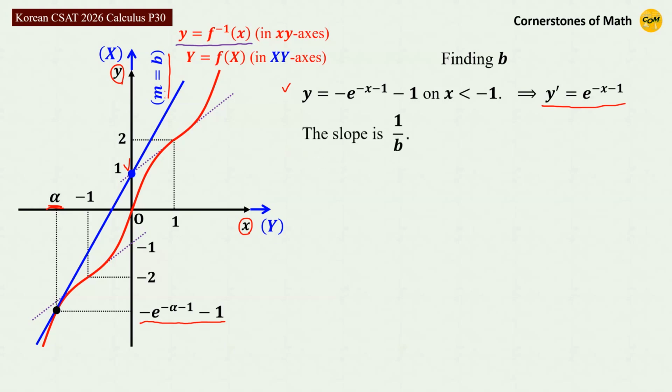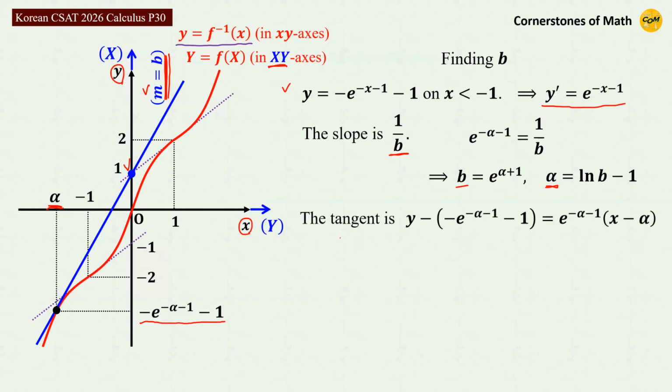First, the slope value m is b, but m is a slope from the original function's perspective, that is, in the capital XY axis. Therefore, in the small xy axis, the slope is 1 over b. This means that e to the power of minus alpha minus 1 equals 1 over b. We can go in two directions from here. We can either solve for b to obtain b is equal to e to the power of alpha plus 1, or we can solve for alpha to obtain alpha equals ln b minus 1.